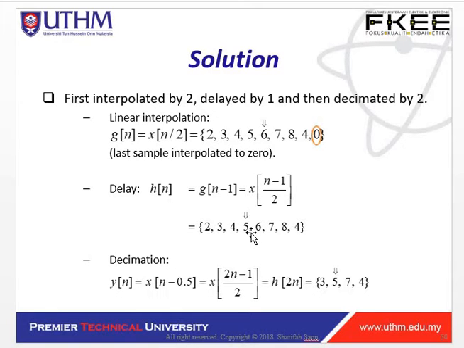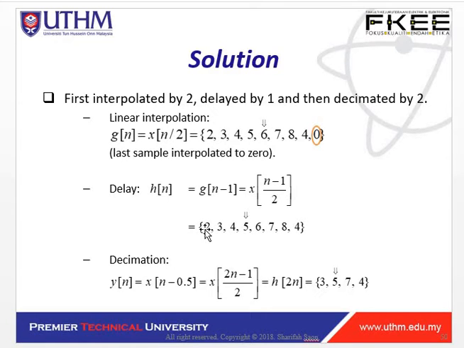Then decimation. Decimation is 2n. So decimated by 2. You start from the origin. Where is the origin? 5 here, right? So 5, which number to take? So 3, 5, 7, and 4. Okay, 3, 5, 7, and 4.